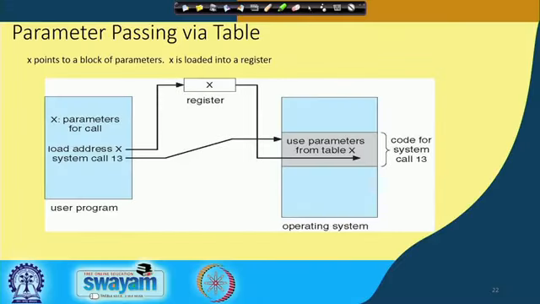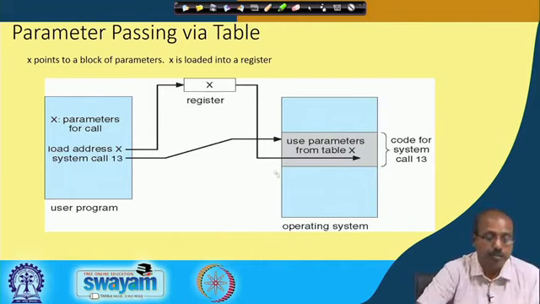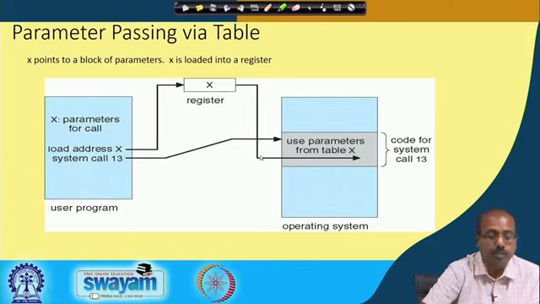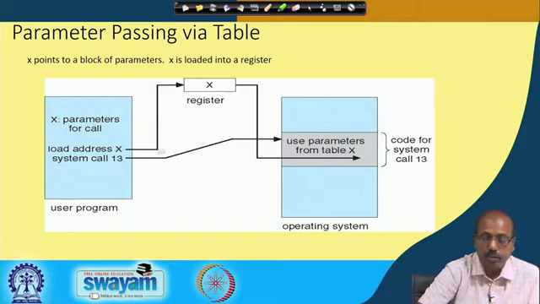This is parameter passing via table. This is the strategy that we said is very important, one of the simplest ways, and at the same time it has got flexibility. So, we have this for the procedure call, and for the system call.